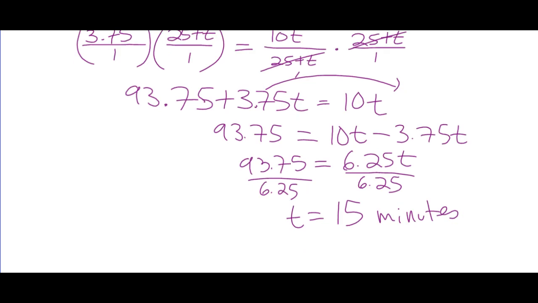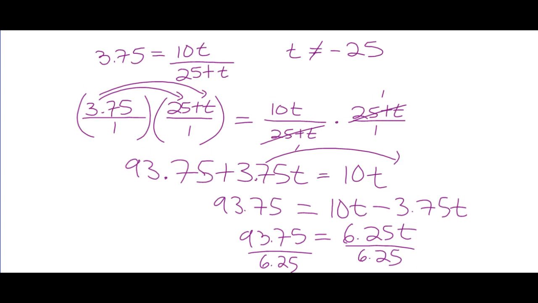It's 15. If you want to check your answer, you can go back here and go 10 times 15, which is 150, divided by 25 plus 15, which is 40. 150 divided by 40 should give you 3.75, right? If it does, you know you got the right answer. And it does. Verification comes from the back there.